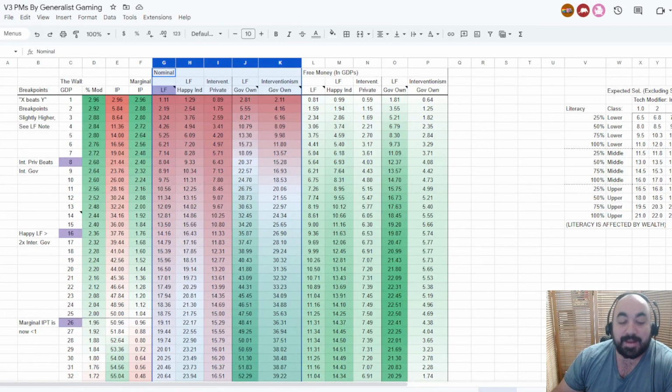All right, for our next section, we are calculating the nominal amount that is contributed to the investment pool, or in the case of interventionism, investment pool or government dividends. And for this, the most important takeaway is going to be that there is a distinction between how much each of these groups are contributing.